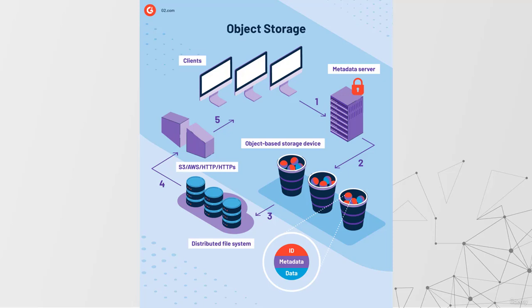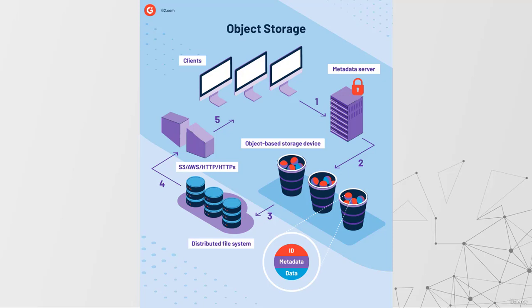Now, the metadata server manages information about where the object is stored and its attributes, meaning that it is responsible for storing and managing the metadata associated with each object. Now, metadata can include information like creation date, access controls, custom tags, and more. So this server is key to quickly accessing relevant information about an object without having to retrieve the actual data.